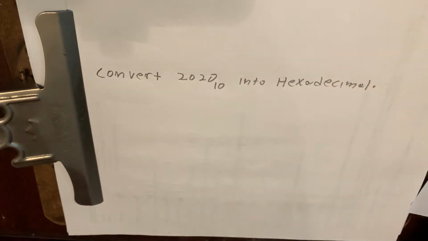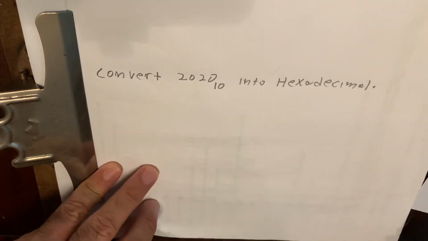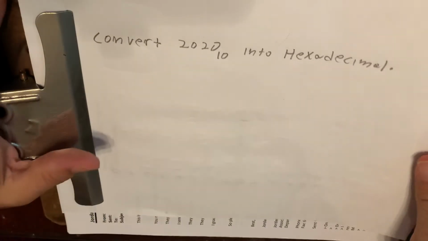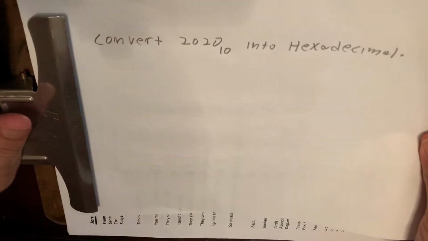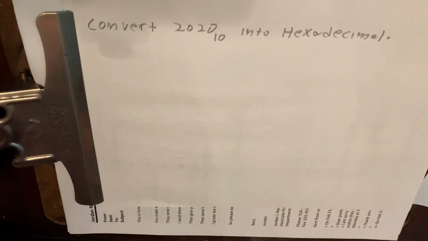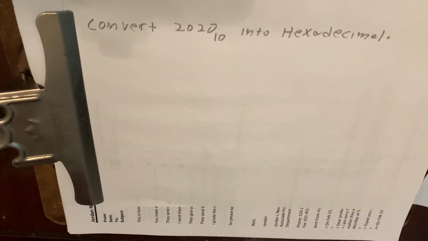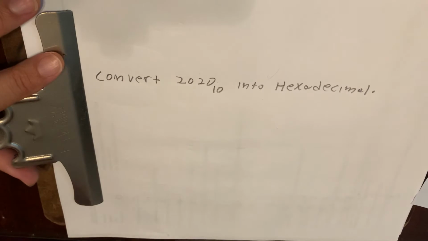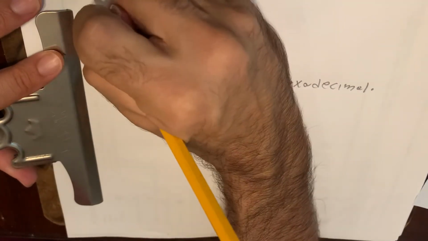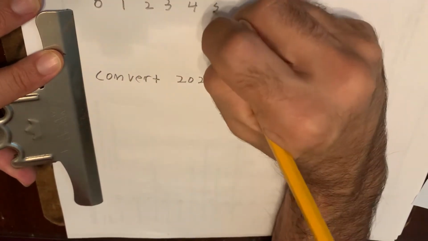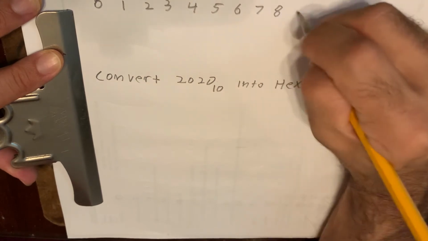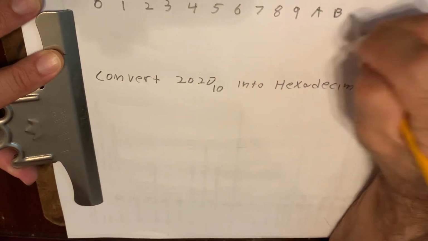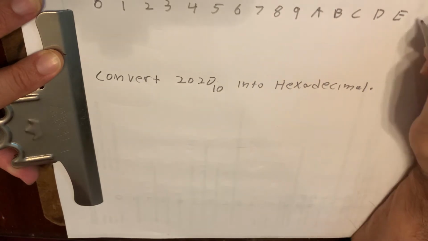And so there are some steps that I want to take you through to make sure that you guys get the algorithm. I'm going to move this up just a little bit so I know it's completely in frame. The first thing you have to do, you should always write out your hexadecimal digits. So we have 0, 1, 2, 3, 4, 5, 6, 7, 8, 9, A, B, C, D, E, F.